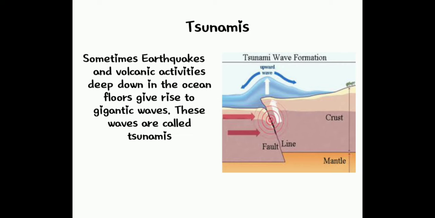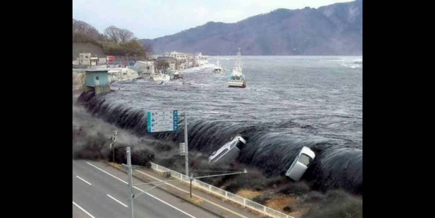The rise is so huge, which travels at a great speed and can cause dangerous and destructive waves. They cause large-scale damage when they hit coastal regions. Coastal region meaning the areas which are close to the water bodies.